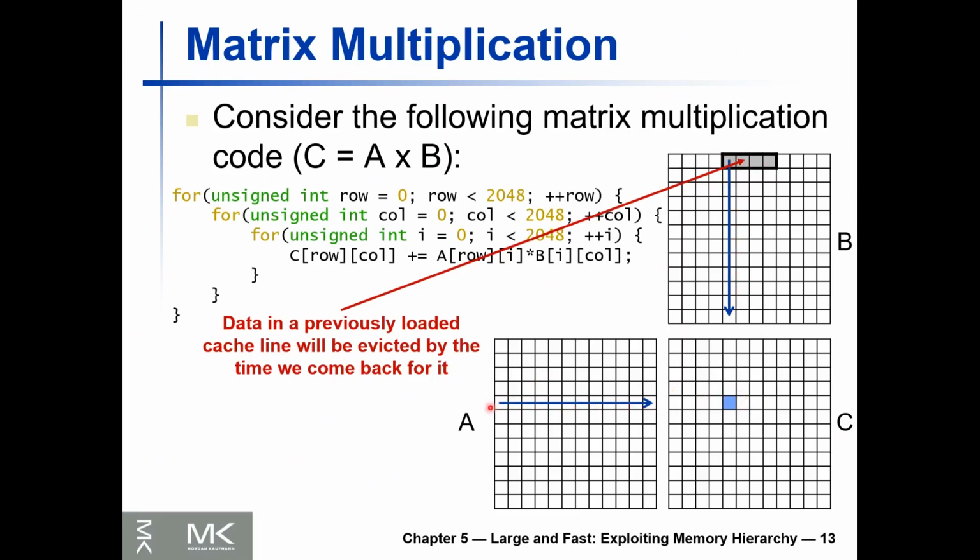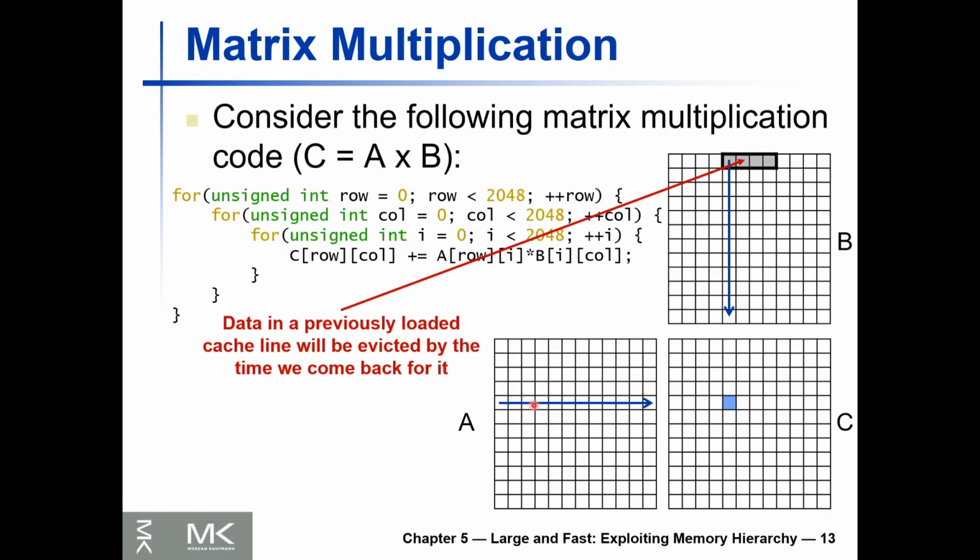But if the row is very large, we might have the initial cache block in the row already evicted by the time we need to access it again. So what can we do to improve performance? Ideally, we'd like to bring a block into the cache and use it as much as possible before it gets evicted.